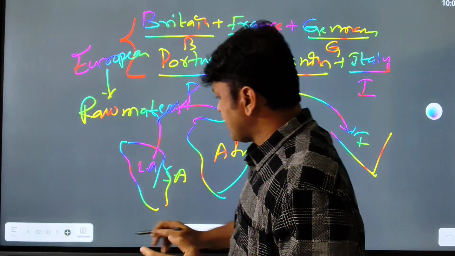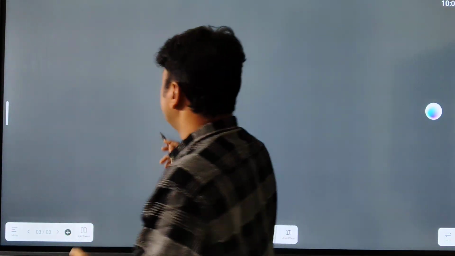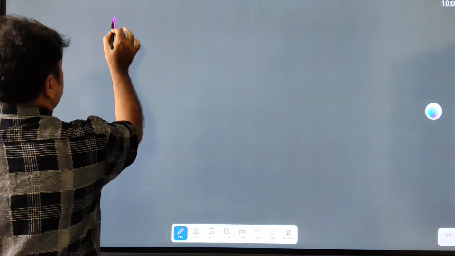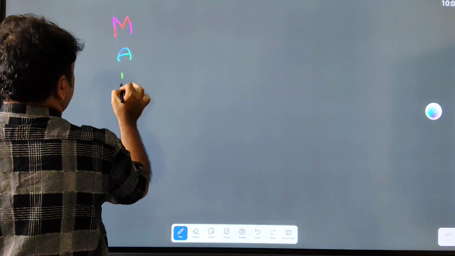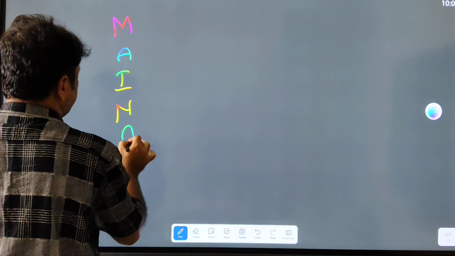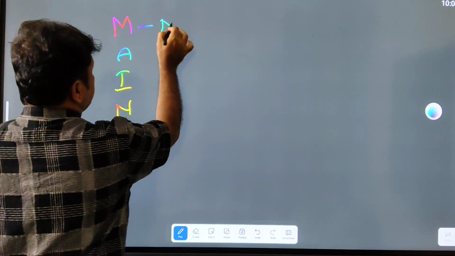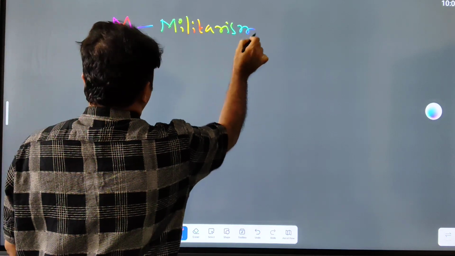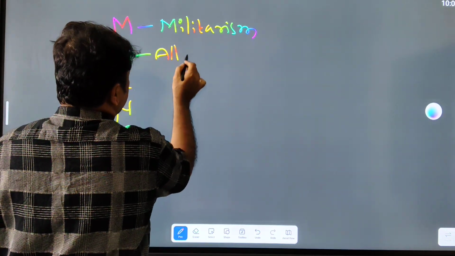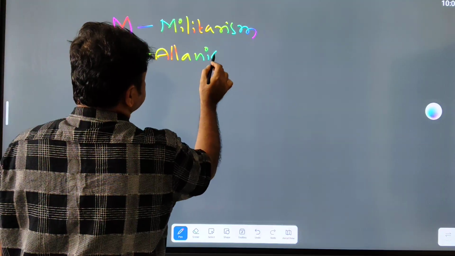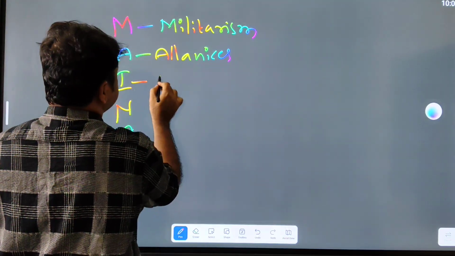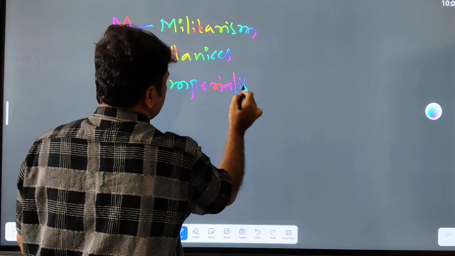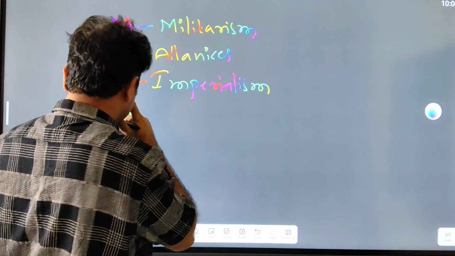So in this context, what happened? There is a mnemonic you can remember: MAINA. What is that MAINA? M stands for militarism, A stands for alliances, I stands for imperialism. I'm just telling you the background of this First World War.